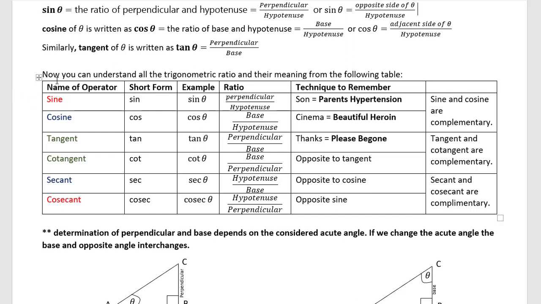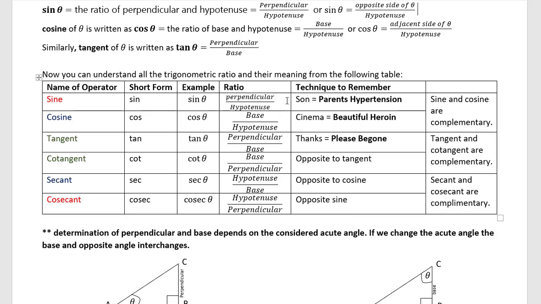Now you can see this table. You can write it down in your copy, or you may take it as a screenshot. The short form of sine is sin, and when it is used with theta, you write it sin theta. And sine theta means the ratio perpendicular by hypotenuse.